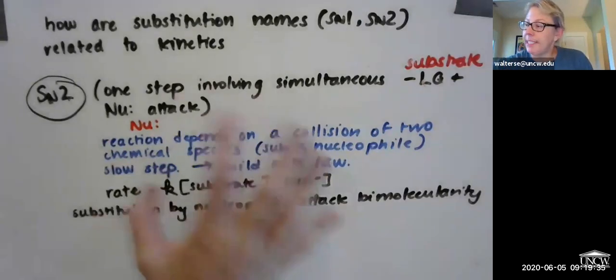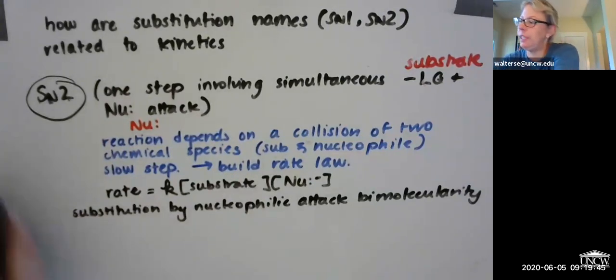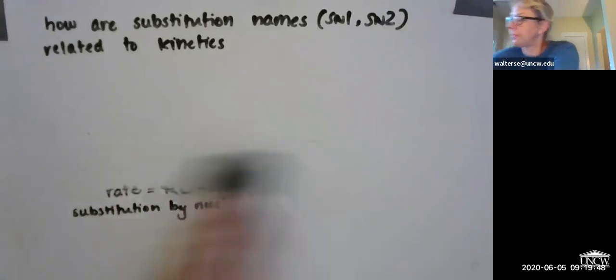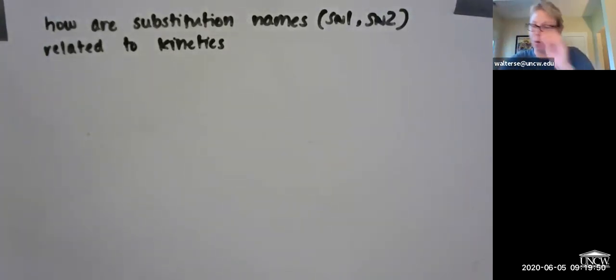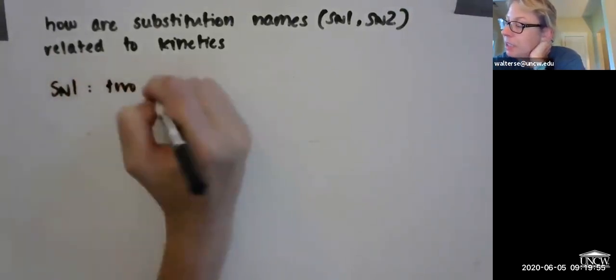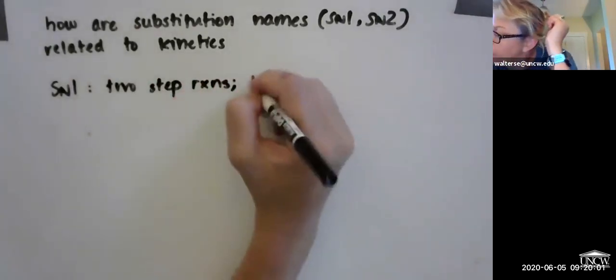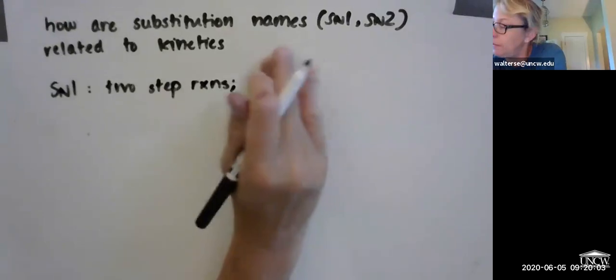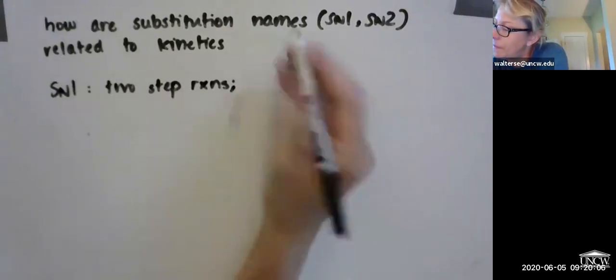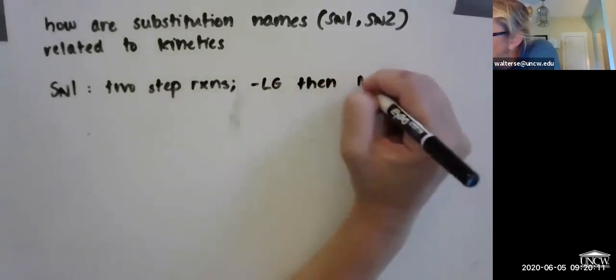All right, so can I erase most of this and then do the same for SN1? Okay. So SN1 reactions, these are two steps where you have the loss of the leaving group, then nucleophilic attack.